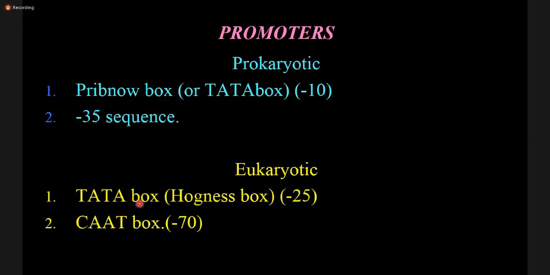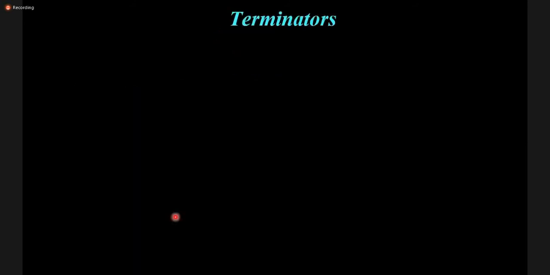Whereas in eukaryotes, we have the TATA box, which is also known as the Hogness box and present at the -25 region. And we have a CAT box, which is present at the -70 region. Again, they are consensus sequences and they work along with each other. Similarly, just before the start site, we have promoter regions. Similarly, we have terminators as well.